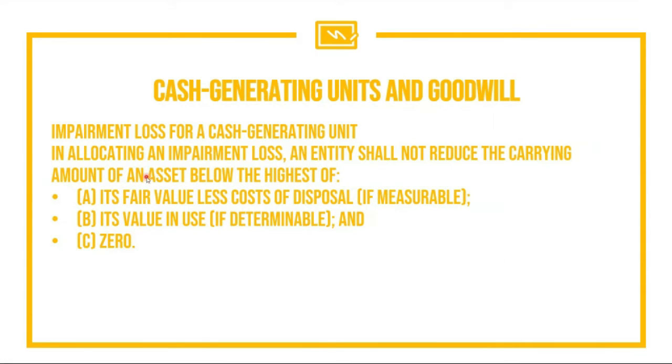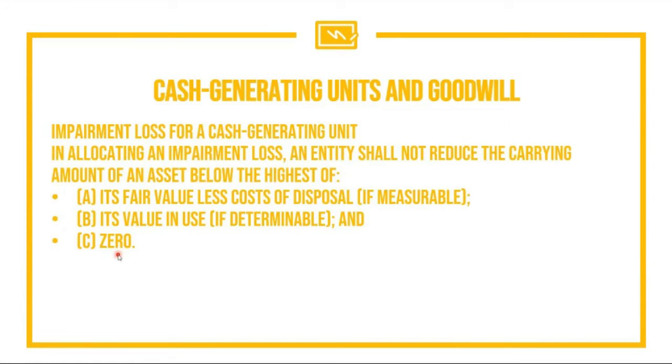Okay? So in allocating the impairment loss, an entity shall not reduce the carrying amount of an asset below the highest of its fair value less cost of disposal as an individual asset within the group, its value in use if determinable also, and zero. So in other words, if you are going to allocate impairment loss, the individual asset should not be reduced beyond its recoverable amount as an individual asset or beyond zero.